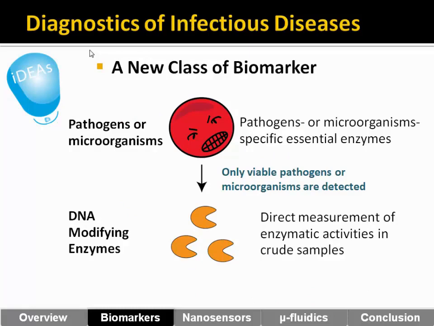Now take the diagnosis of infectious disease such as malaria, tuberculosis, HIV, for example. What we're interested in is the viable pathogen or microorganisms. If we have a way to specifically pinpoint the essential enzymatic activity from these viable pathogens, we'll have a way to locate the infectious disease before the immune response kicks in. That is particularly beneficial when it comes to early diagnosis of infectious disease.